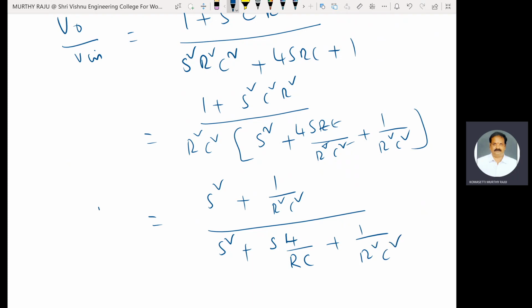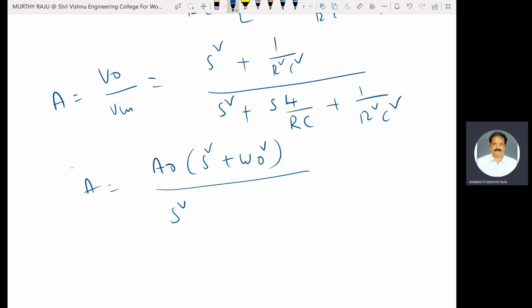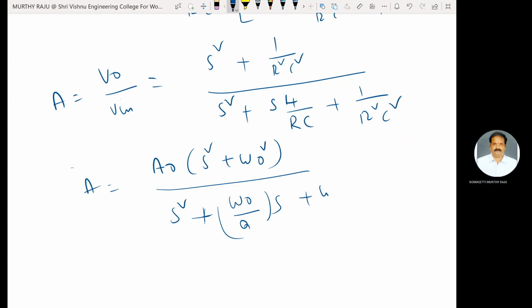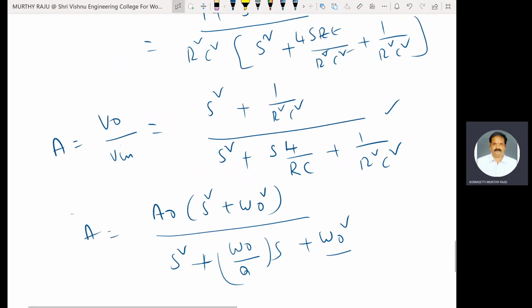This is the gain of the notch filter, the band elimination filter, that is A. Compare this with the standard expression. A is equal to A naught into S square plus omega naught square by S square plus omega naught by Q into S plus omega naught square, where 1 by Q is alpha. Omega naught square is 1 by R square C square. Compare these two, this one and this one.